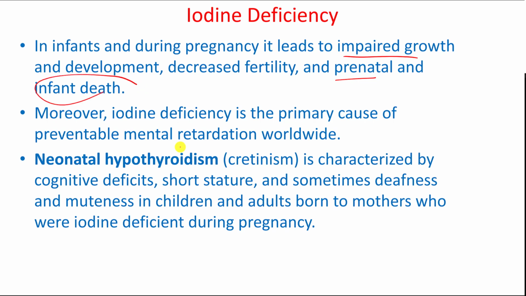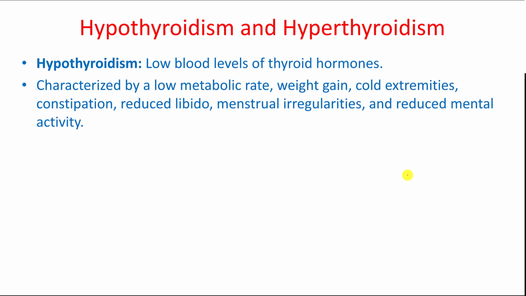So usually iodine deficiency is a primary cause of mental retardation, and this is preventable. It can be prevented just by giving iodine. Now, if the baby is born and their moms have iodine deficiency, that might give a condition known as neonatal hypothyroidism or cretinism. And here we have connective defects, short stature, deafness, blindness, muteness, all happens in those kids when their moms have iodine deficiency during pregnancy.